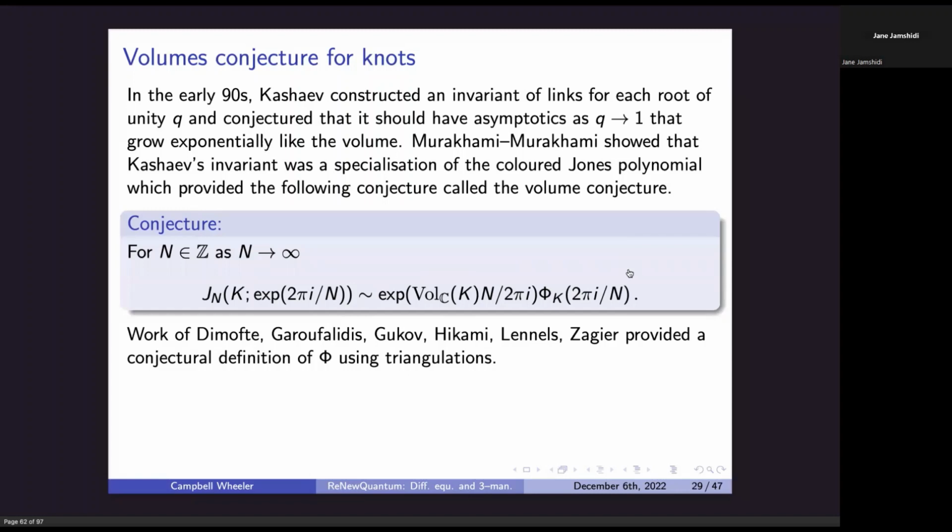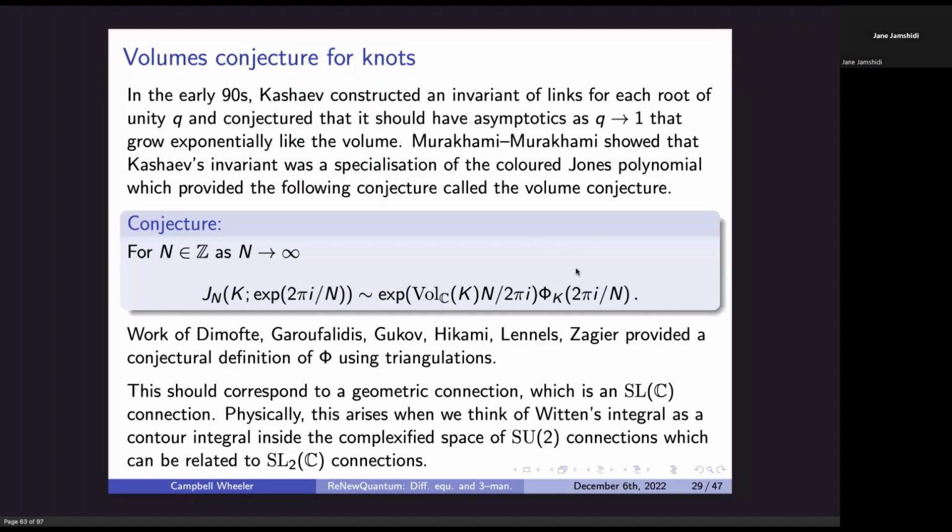And so then in work that followed this, Dimofte, Garoufalidis, Gukov, Kam, Lenells, and Zagier gave constructions of this asymptotic series using triangulations. Although I don't think those, so just the first couple of orders of those asymptotic series are proved to be invariants, but the rest are conjectured, and in many examples they seem to match. But okay, so there's a definition for these asymptotic series in some sense, conjecturally.